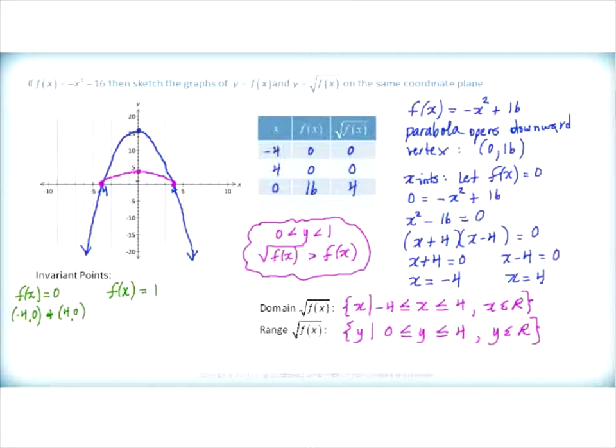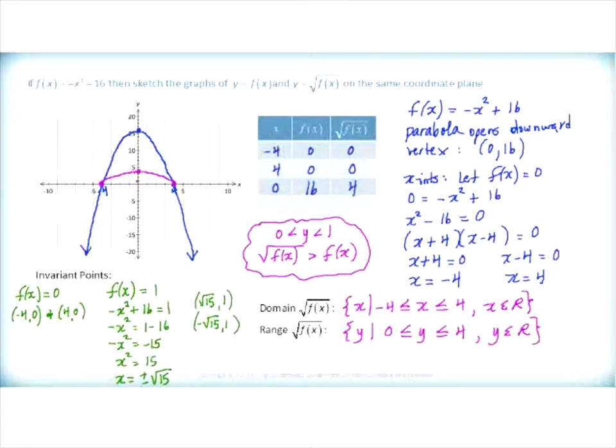So when f of x is equal to 1, we have negative x squared plus 16 is equal to 1. Negative x squared is equal to 1 minus 16. So we have negative x squared is equal to negative 15. Therefore, x squared is equal to a positive 15, which means that x is equal to plus or minus the root of 15. So the other set of invariant points will occur at a positive root 15 and 1, and at a negative root 15 and 1.